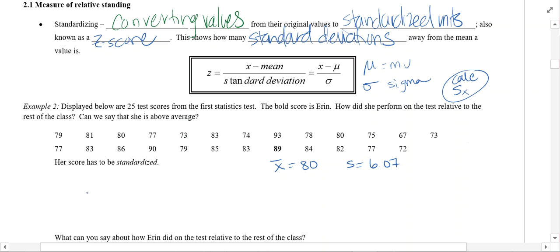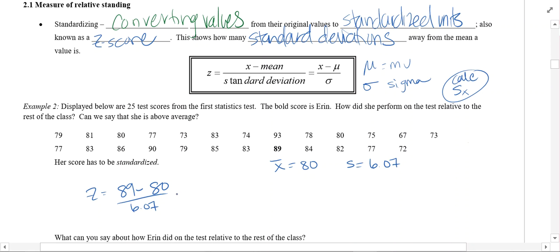So the z-score: we take her value, 89, minus the mean, divide by 6.07. Is her score above or below the mean? It's above, so your z-score should be positive. Are you going to have values that are below the mean? Yeah, just not this one. Take any of the people who are in the 70s, those are lower than the mean. Sometimes z-scores are positive, sometimes negative. That just means they're above or below the mean, so it's perfectly fine.